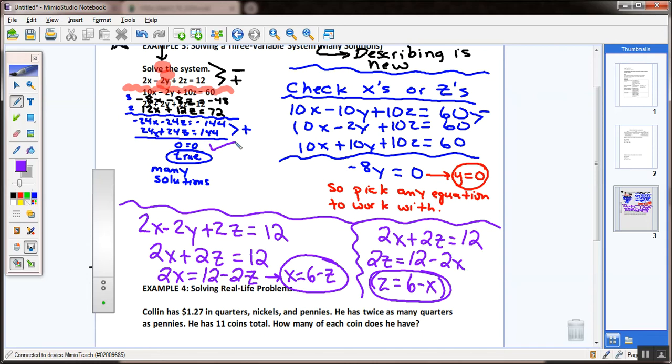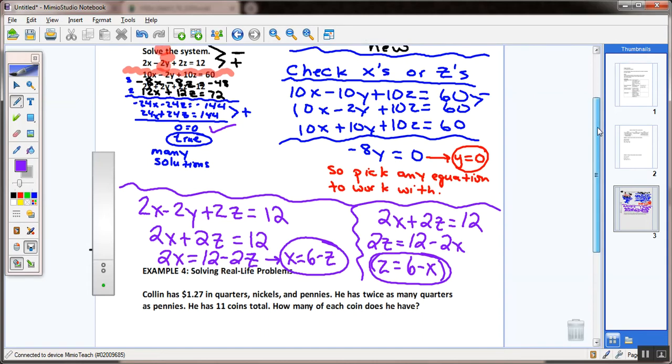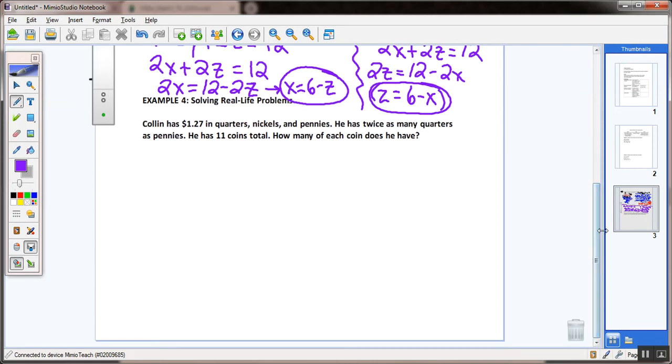Okay, let's apply this stuff, kids. Here we go. Last example, and then I'll get you going on a quick quiz here. Example 4, solving real-life problems. How about volunteer to read that for me? Colin has $1.27 in quarters, nickels, and pennies. He has twice as many quarters as pennies. He has 11 coins total. How many of each coin does he have?